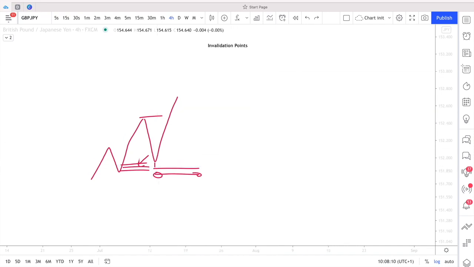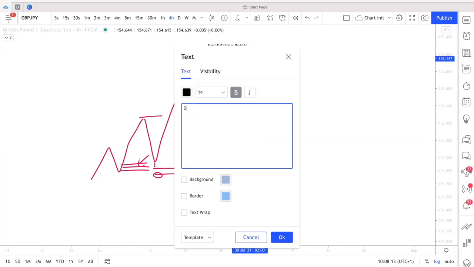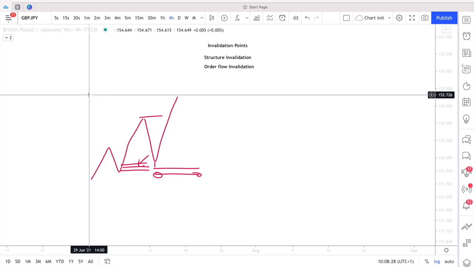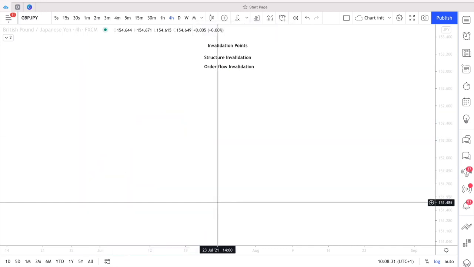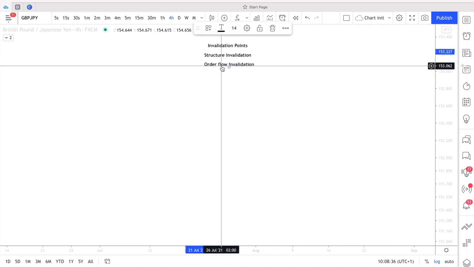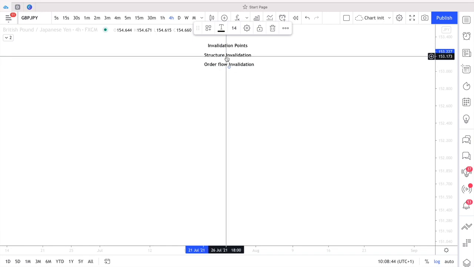So we have our structure invalidation point, and we have the order flow invalidation. There's not one that's better than the other, or more important than the other. They're both important, but understanding both of them is key. Now, order flow is more so giving you the idea of where to safely put your stop loss, whereas structure is telling you the direction, and it will invalidate the direction that you're looking at if it breaks structure.